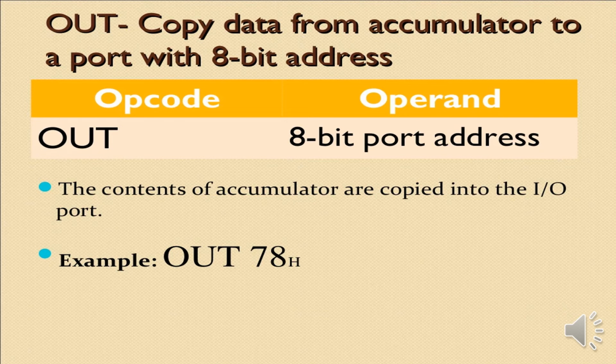OUT copies the data from the accumulator to a port with an 8-bit address. The opcode is OUT, and the operand is an 8-bit port address. So the content of the accumulator is copied into the IO port. So OUT 70H: the accumulator content is transferred to the port address 70H. So port A, port B, port C, each has its port address.